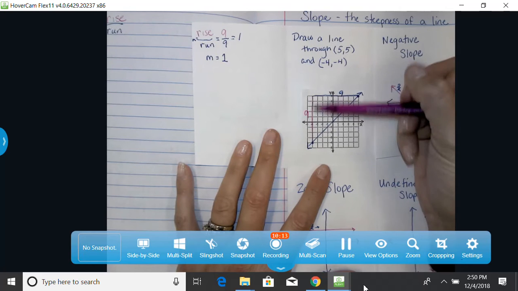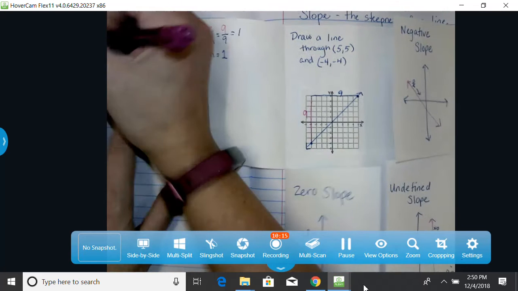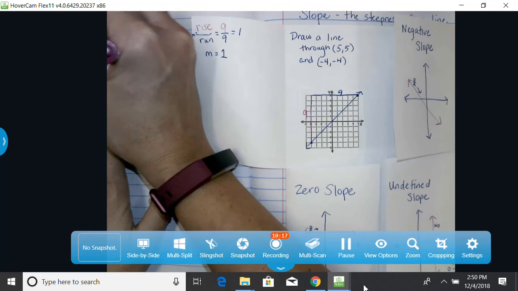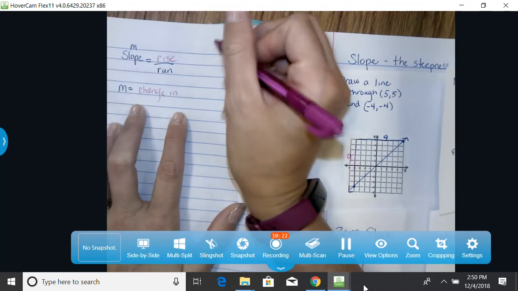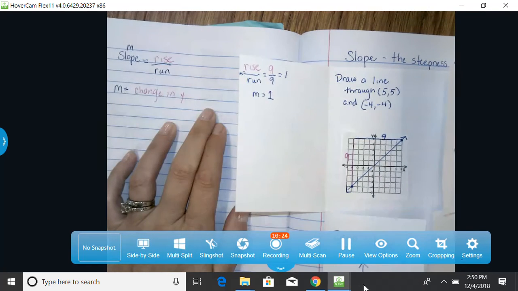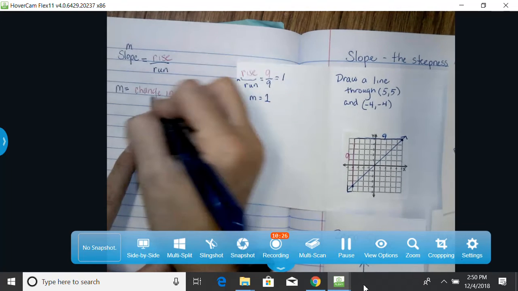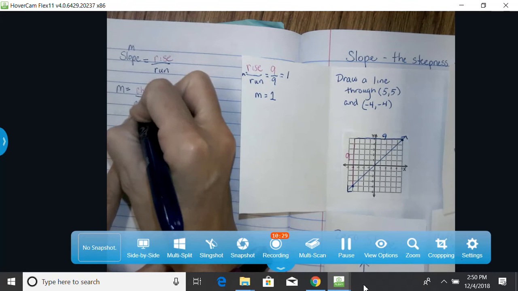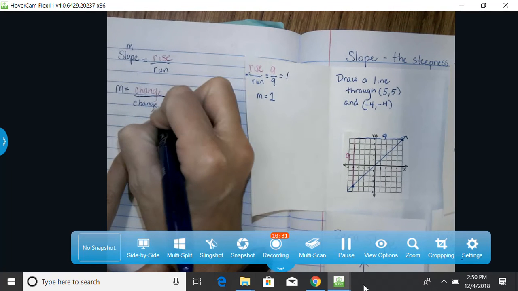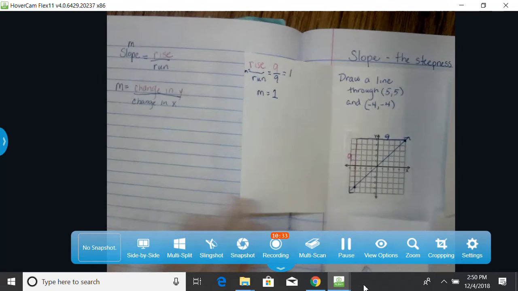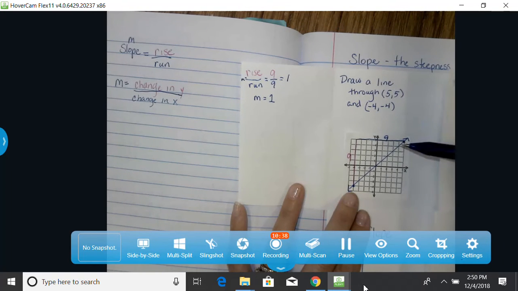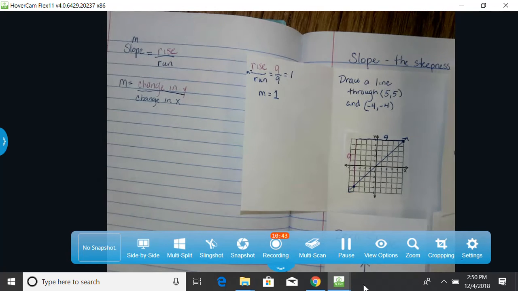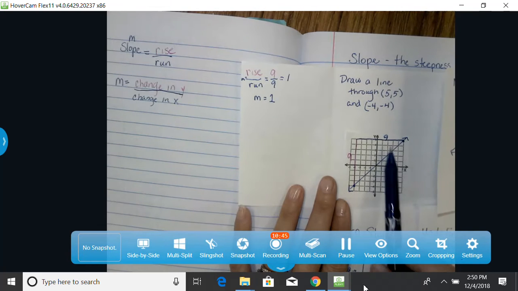How much does this y change? Change in y over change in x. So y is changing a certain amount of coordinates and x is changing. So we have change in y over change in x. When I go up and down, my y changes. When I go left and right, my x changes.